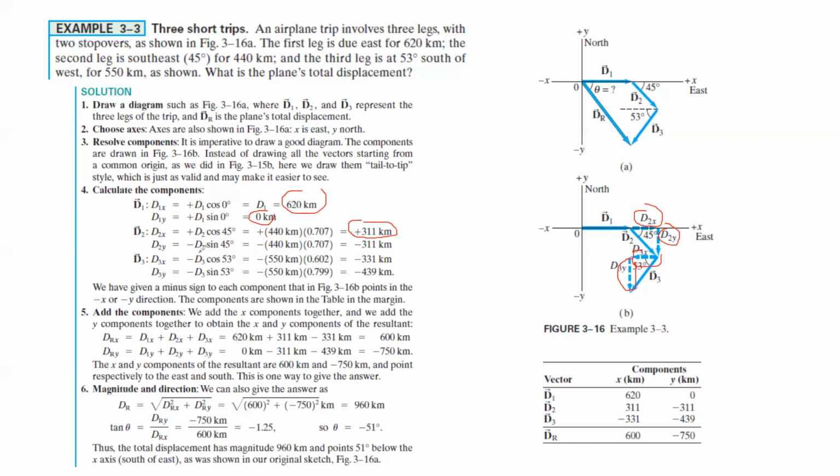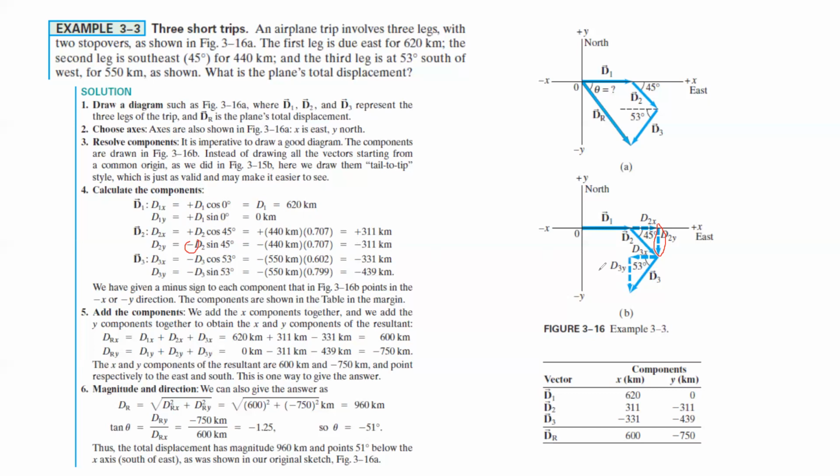And for D2Y, negative D2 sine 45 degrees. Why negative D2? Take note, this is going down. So in this case, the D2Y is negative. This one is going down, so you affix there the negative sign. Please don't forget that one. If it's going down, that's negative. And then 440, because that's the value of your vector, which is the hypotenuse, the D2 here, and then times the sine 45, which is 0.707, it will give negative 311 kilometers.